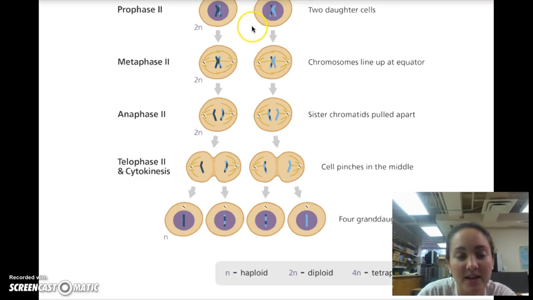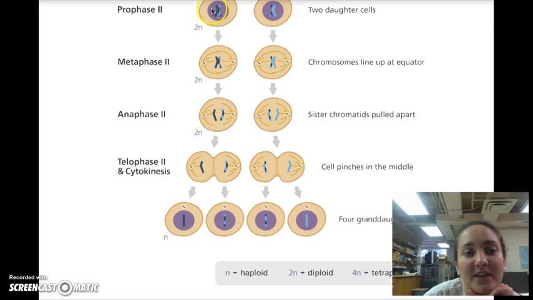Alright, the second round, similar but a little bit different. Prophase 2, you have your two daughter cells, metaphase, they line up along the plate, and now instead of the homologous chromosomes splitting, because they already split, the sister chromatids split. So I said a sister chromatid is just two copies of the same chromosome, so now those are pulled apart. So now you go from 2N, which is diploid, to 1N, which is haploid.